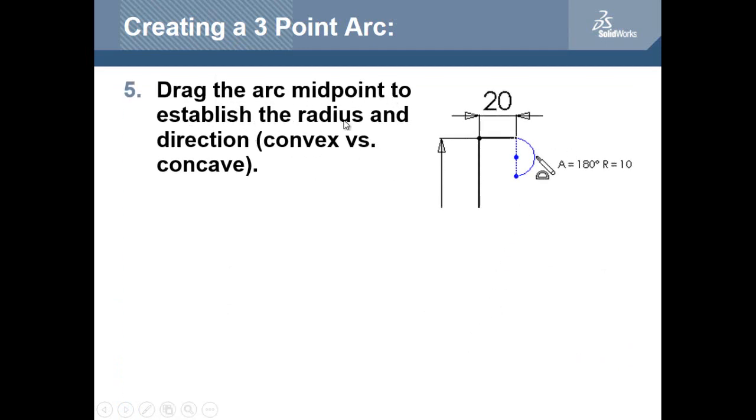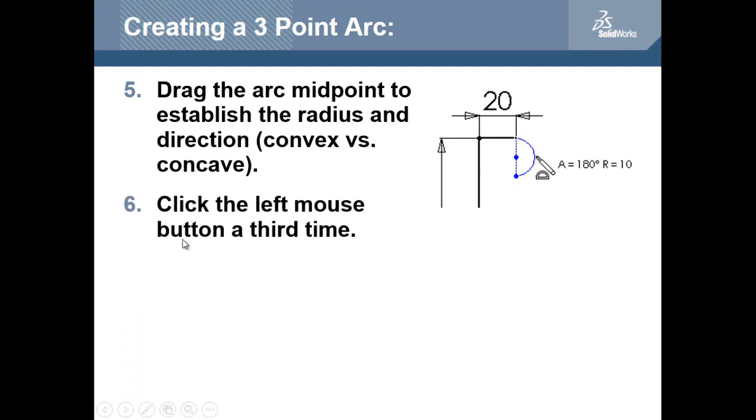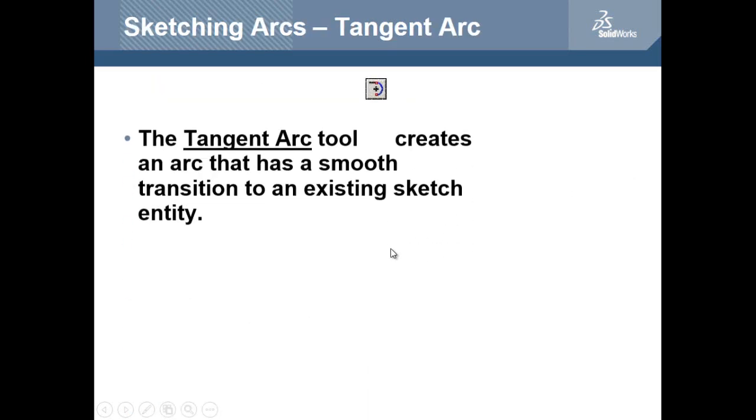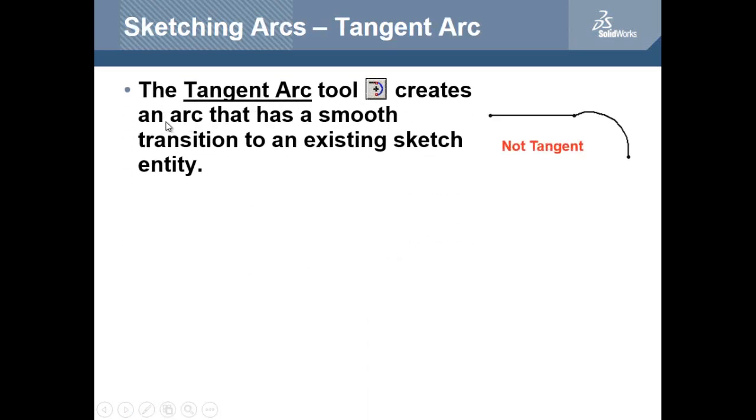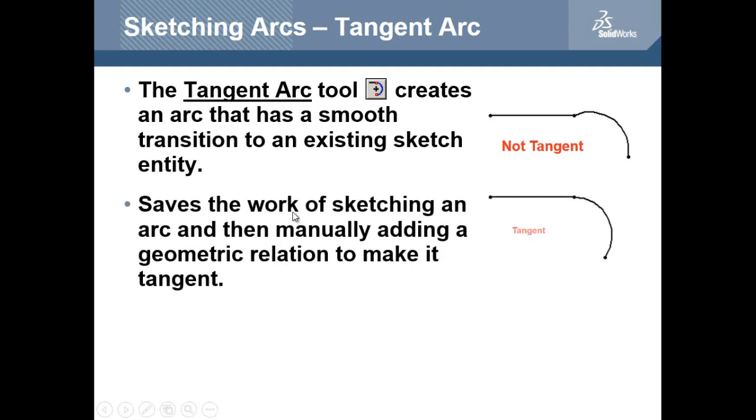Drag the arc midpoint to establish the radius and direction, convex versus concave. So here we have our radius of 10. Click the left mouse button a third time, and that sets the arc. The tangent arc tool creates an arc that has a smooth transition to an existing sketch entity. This is not tangent, right? This is tangent, so it's a smooth transition from the straight line to the curvature. This is a bump. It saves the work of sketching an arc and then manually adding a geometrical relation to make it tangent.